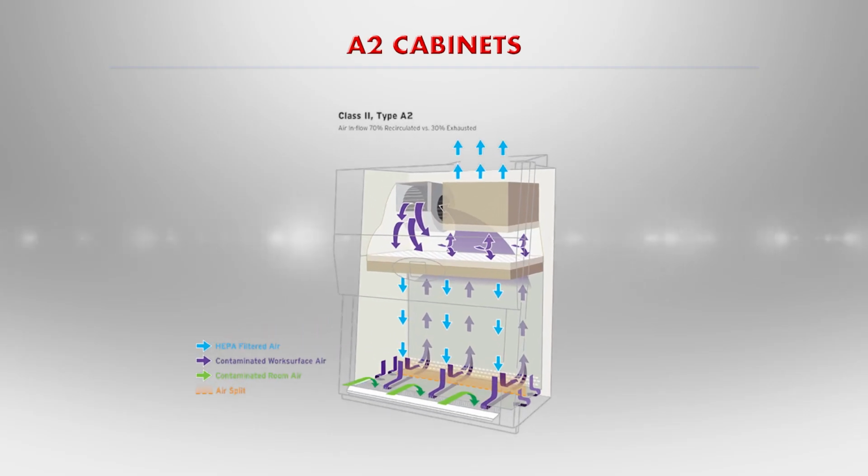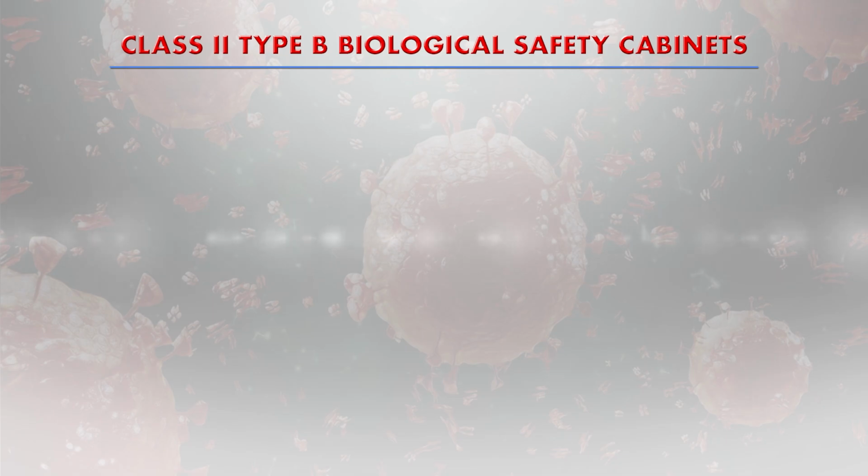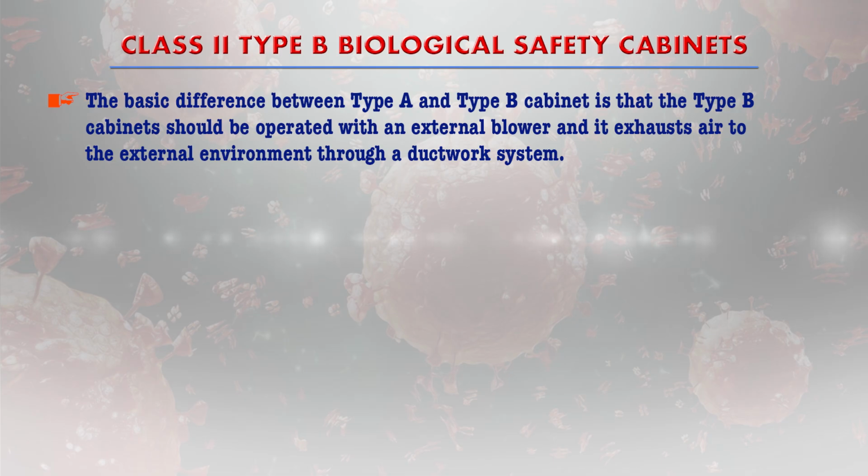So in this A2 cabinet, you will see that 70% of the air from the positive plenum is recirculated as the downflow, and the remaining 30% is discharged to the lab through the exhaust filter. The class 2 type B biosafety cabinets. Now the basic difference between type A and type B cabinets is that the type B cabinets should be operated with an external blower, which will exhaust the air to the external environment through a ductwork system.